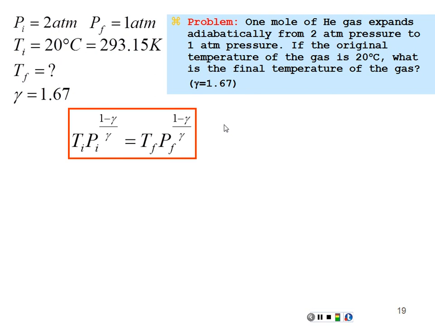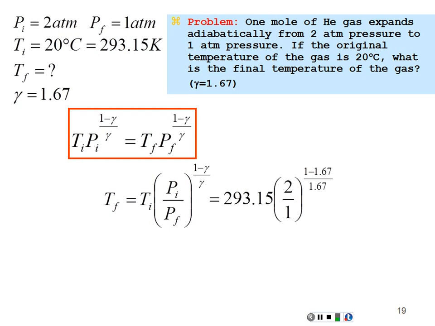So we have T initial P initial to the 1 minus gamma over gamma is T final P final to the 1 minus gamma over gamma. Let's solve this for T final. T final will equal T initial times P initial divided by P final, to the 1 minus gamma divided by gamma. That's going to be 293.15 in Kelvin. Initial pressure was 2, final pressure is 1. Atmospheres cancel out, so it doesn't really matter what our units were if they're the same. 2 over 1, to the 1 minus 1.67 divided by 1.67. So that's 293.15 times 2 to the negative 0.67 over 1.67, whatever that is.